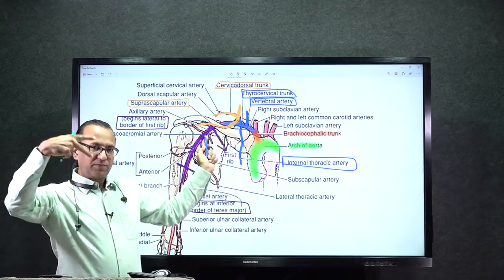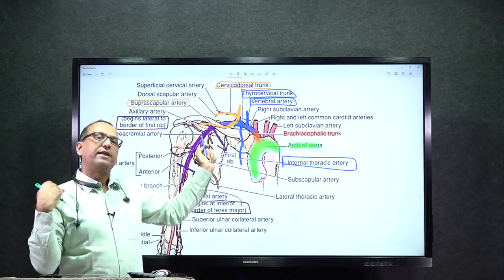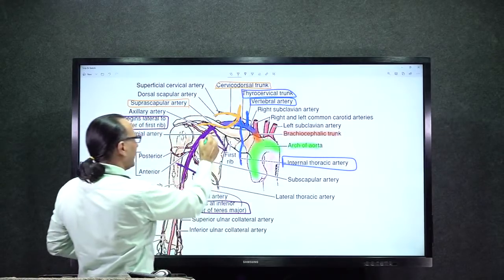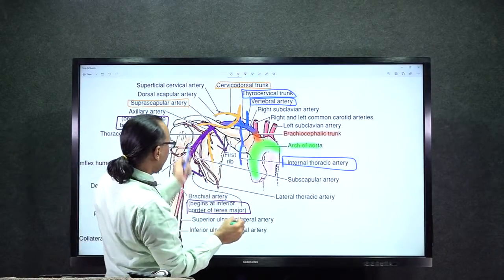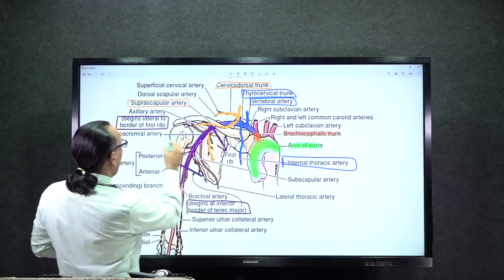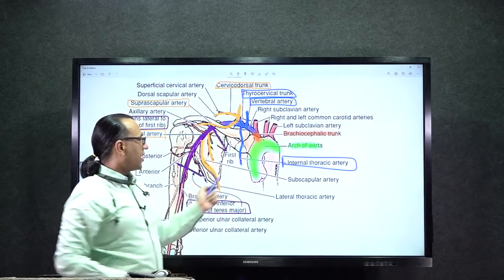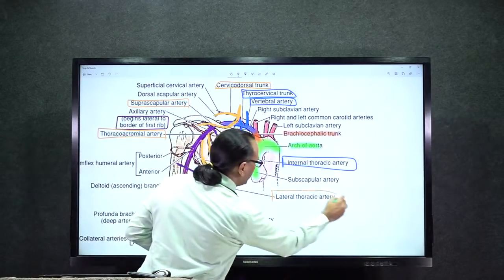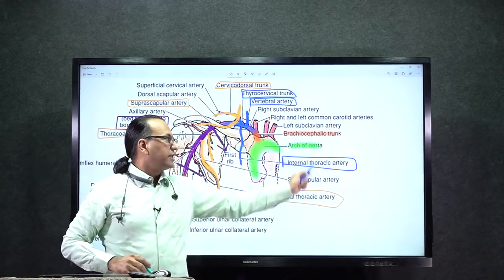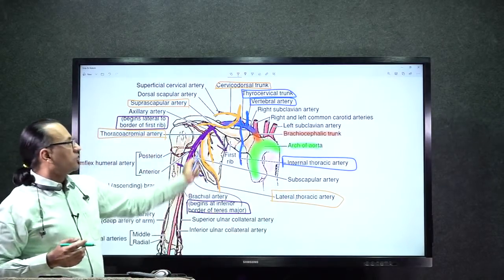Then what are the 2 branches from the second part of the axillary artery? Under cover of a muscle called pectoralis minor, the second part, as you see, is giving us the branches. There is one which is called the thoracoacromial artery, and there is one which is called the lateral thoracic artery. Actually, the lateral thoracic artery will be the chief artery to supply the mammary gland, along with the internal thoracic artery. So the internal thoracic artery and the lateral thoracic artery are chief arteries to supply the mammary gland. So the second part gives 2 branches.